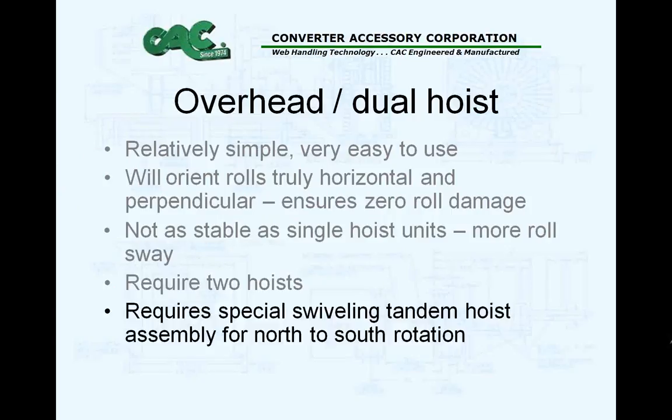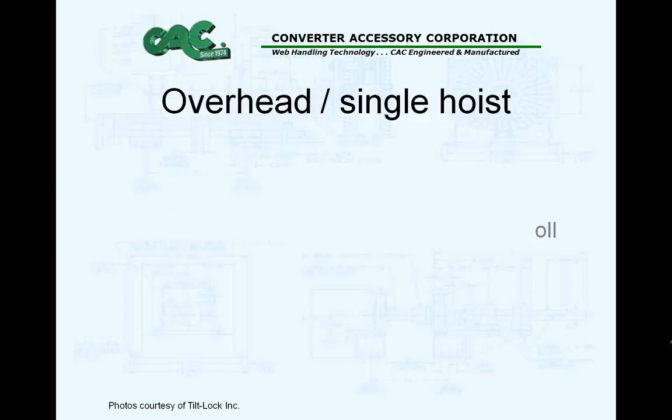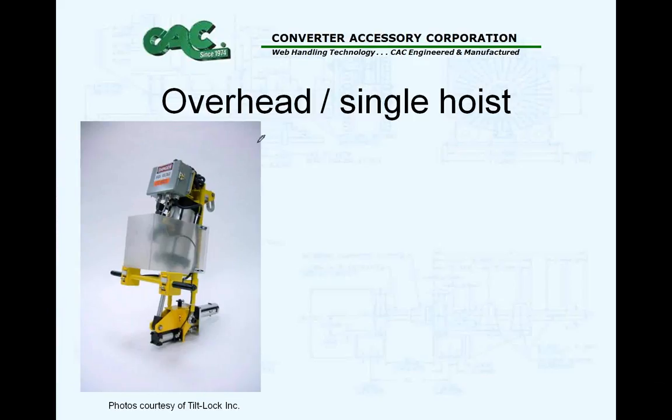And if you want to get that north to south rotation, not everybody needs that, but if you want to be able to rotate the roll north to south underneath the hoists, you do need that tandem swiveling hoist assembly that I showed in the photos. It's a good example of a single overhead hoist system. This system literally only hooks on, you just have one hook that comes down, goes through that eyelet right there, and this probe pivots. There's an actuator, and here's your pivot point.